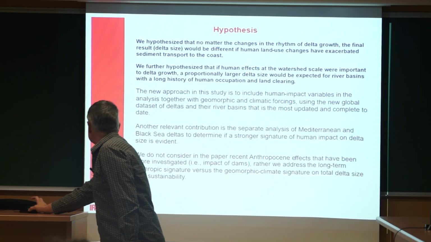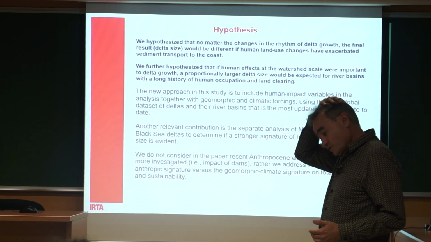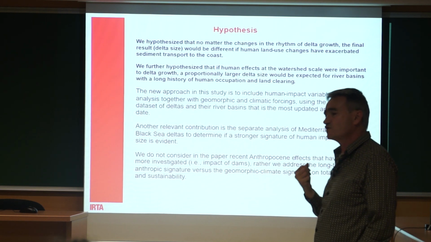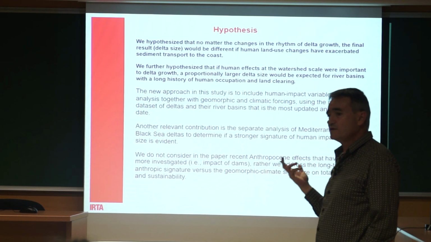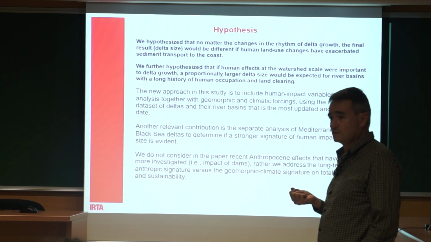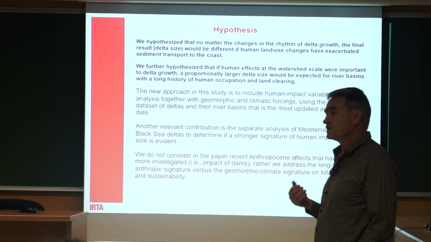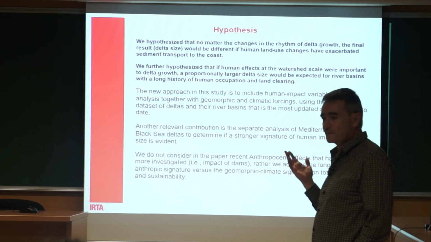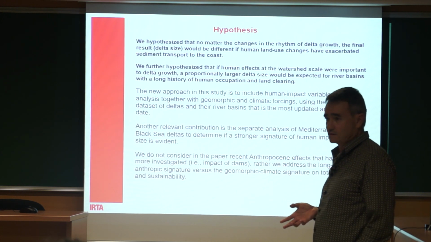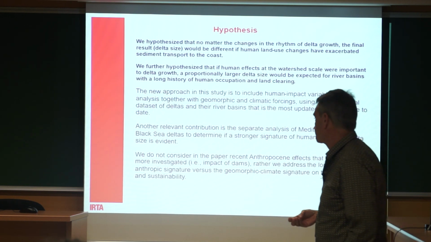So it's very complex. This is why we were trying to make a more indirect approach. Well, if it's true that the influence of man is stronger than natural drivers, we will find cases in which proportionally the delta size will be larger than in other, similar river basins in which the human influence is lower. For instance, Mediterranean deltas, which are supposed to have 1,000 years of modification, should be proportionally larger than deltas in which this modification of the river basin is more recent, right?